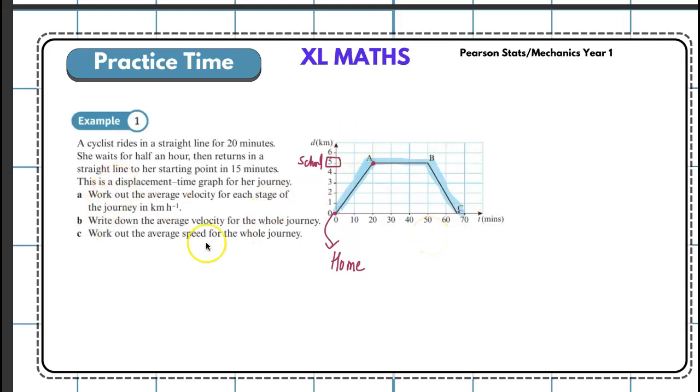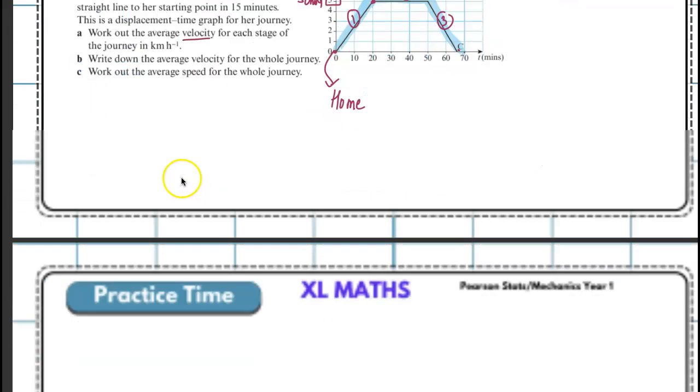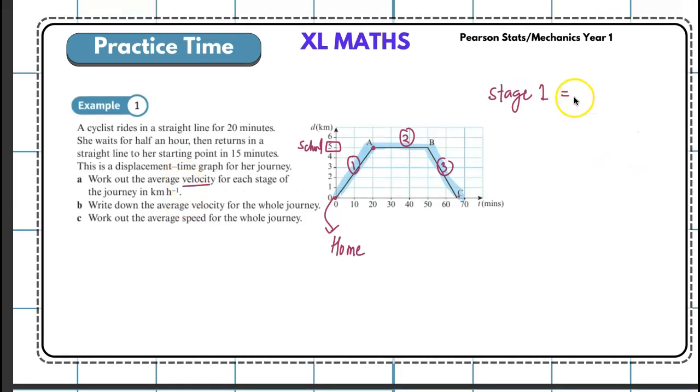Okay, now what we need to do, we have to work out the average velocity for each stage of the journey. So, for example, this is stage 1, that is stage 2, and this is stage 3. For stage 1, it is asking about average velocity. The formula was displacement from starting point divided by time taken. So let's do the same thing.